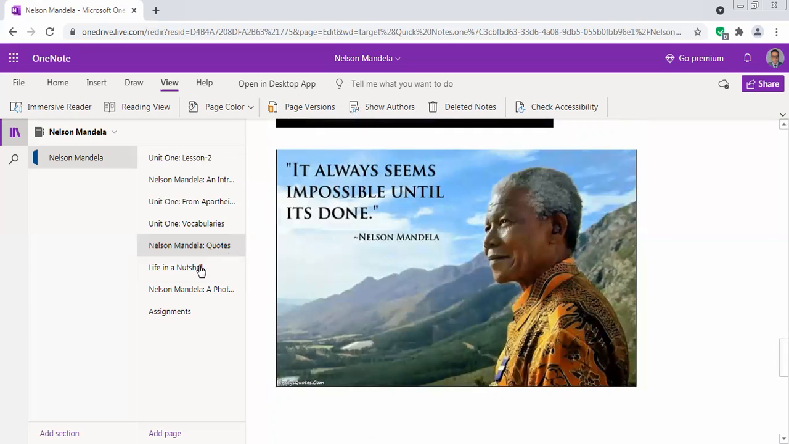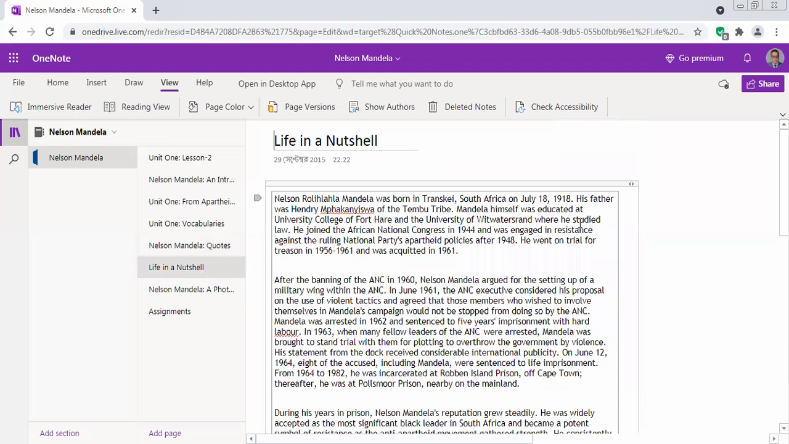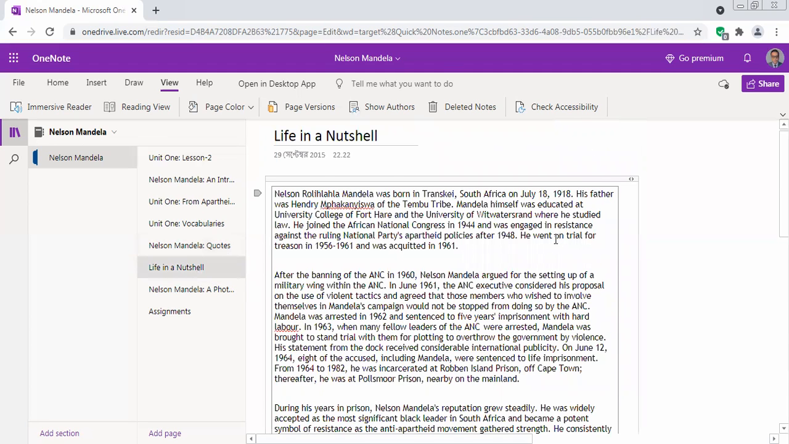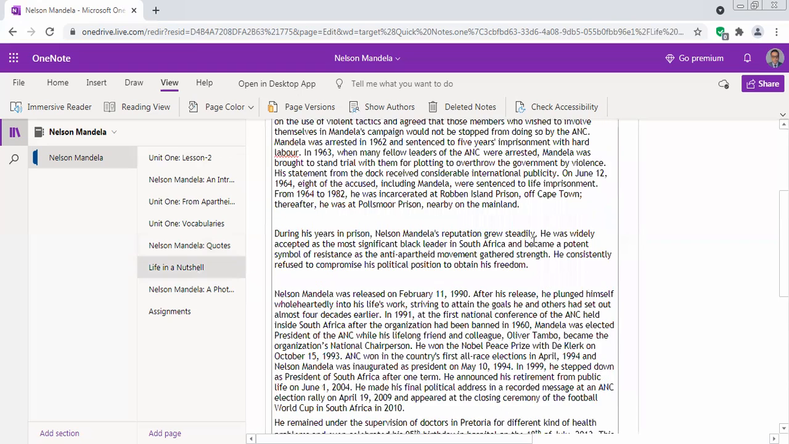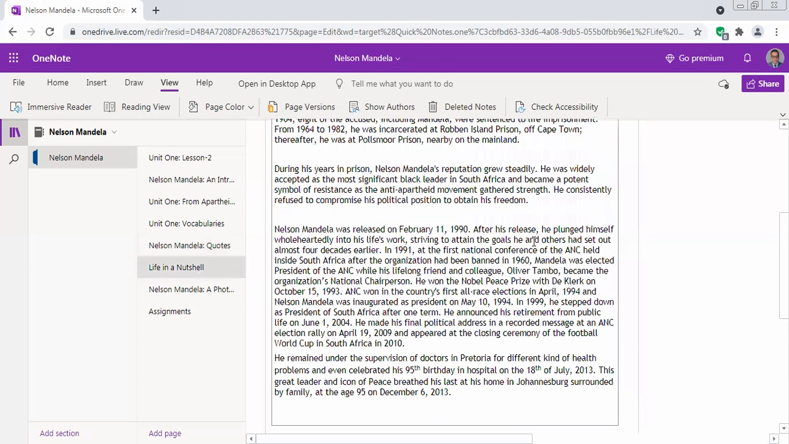Now let us go to another chapter. This is the full story of Nelson Mandela and his life, and you can read it. You can get some facts about it. You can read about his life and how he is and what he is and what his achievement is, and how he has done in his life and what he achieved for himself, for his country, and for the world.